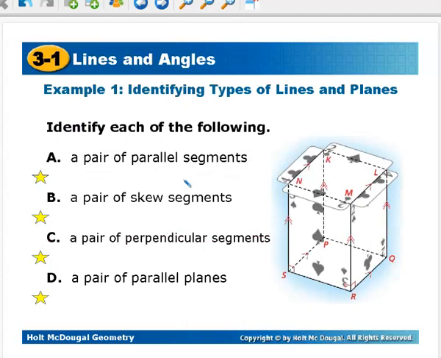Let's take a look at an example to practice our new knowledge from that diagram. So A, here I'm looking for a pair of parallel line segments. So I'll give you an example of one, which would be LM and QR. LM is this line right here. QR is this line at the bottom. Okay, those are parallel segments.